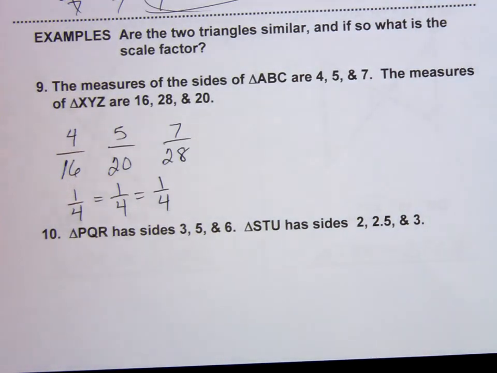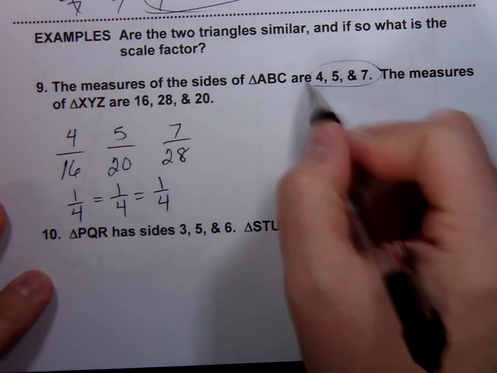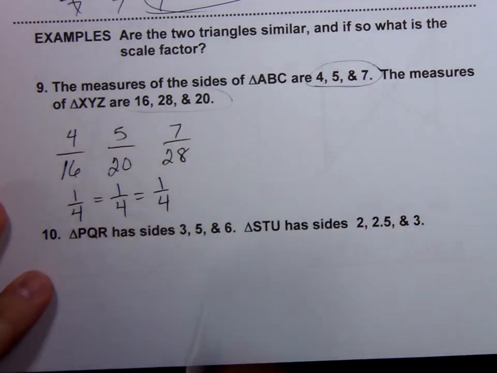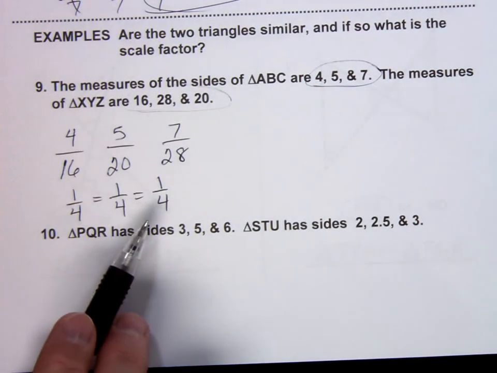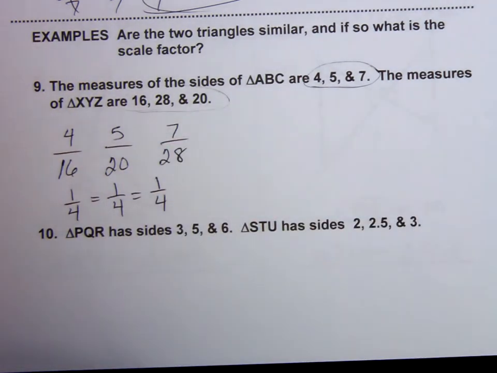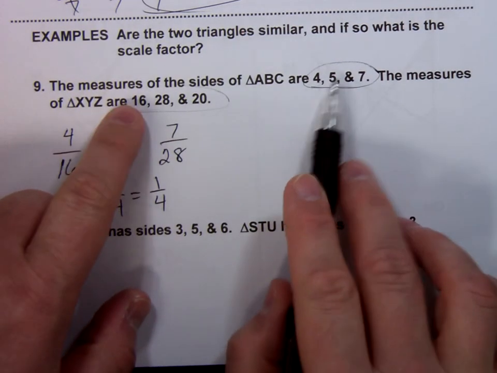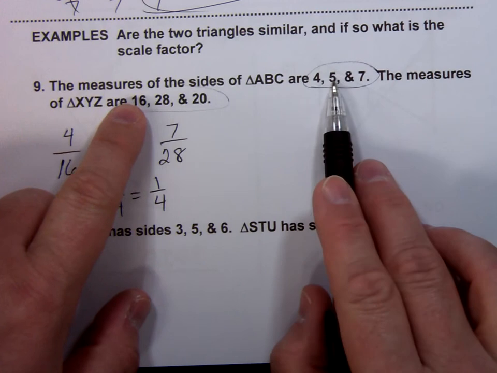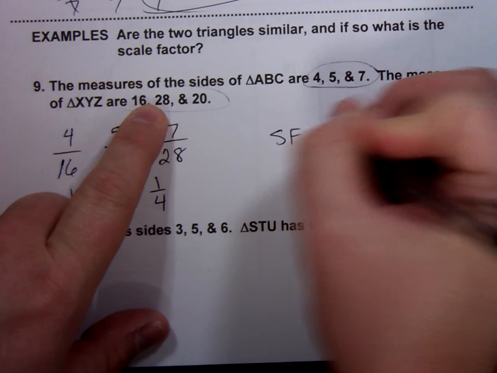So what would be the scale factor? What would I multiply everything from the original figure by to get the side lengths from the new figure? Now remember, what we did a minute ago was we found the similarity ratio. And remember, scale factor is always the reciprocal of that. So if I flip this fraction, I would get 4 over 1 or just 4. Notice if I multiplied all these numbers by 4, I would get these numbers. 4 times 4 is 16. 5 times 4 is 20. 7 times 4 is 28. So the scale factor is equal to 4.